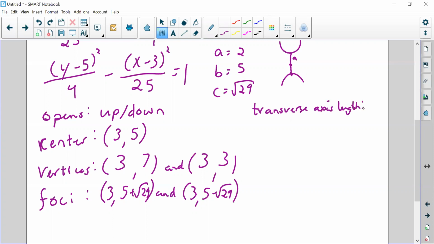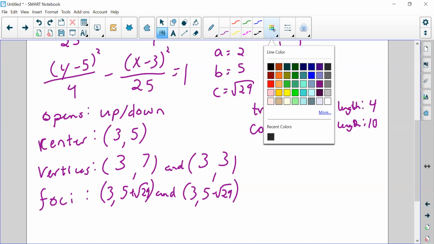What's the length of our transverse axis? 4. A times 2, which is 4. Okay, and the length of our conjugate axis? Very good. Which is B times 2. So 5 times 2 gives us 10. All right, now let's sketch our graph.